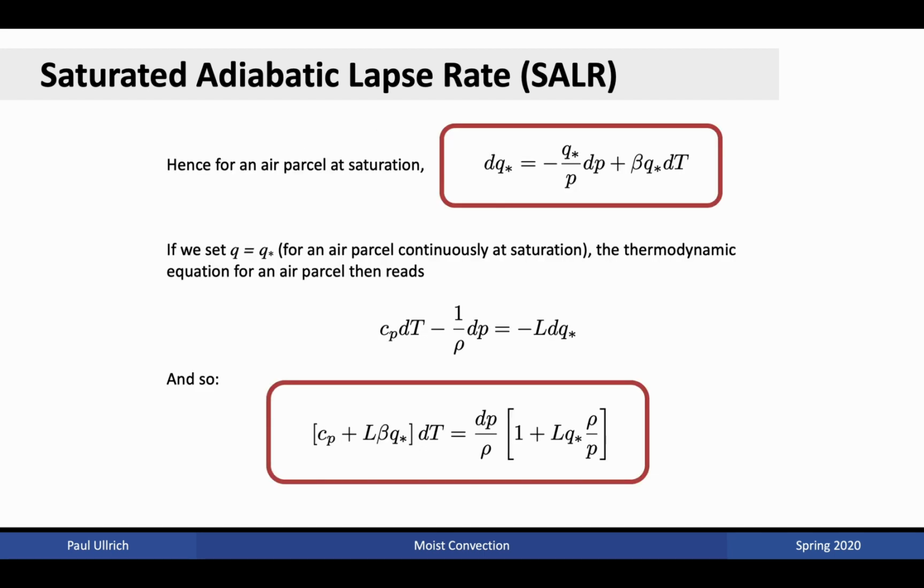Hence, for a parcel at saturation, we have that the instantaneous change in saturation specific humidity is approximately given by negative q* over p dp plus beta times q* dT. For an air parcel that's continuously at saturation, the thermodynamic equation for that air parcel can be written as the second equation shown here. And so, combining these two equations, specifically in order to eliminate the dq* term, we obtain the final expression shown below. This then relates the incremental change in temperature to the incremental change of pressure for a fluid parcel at saturation.